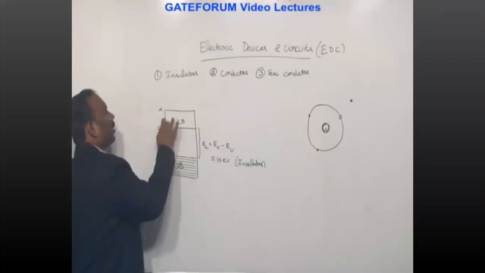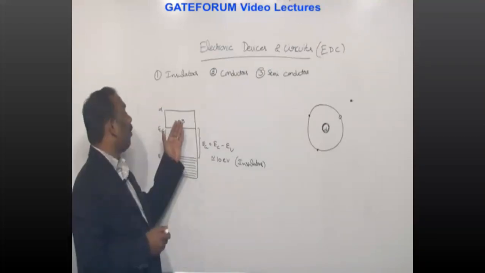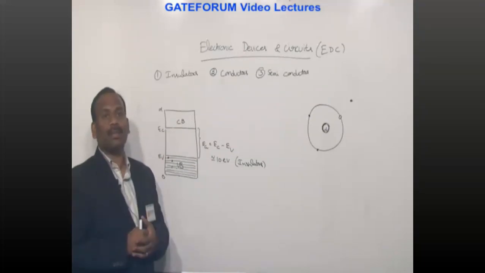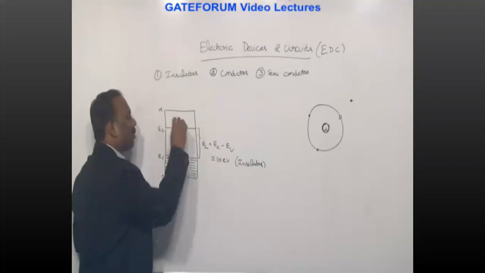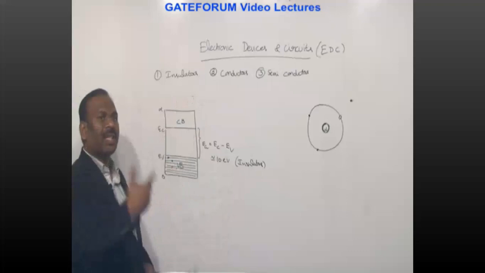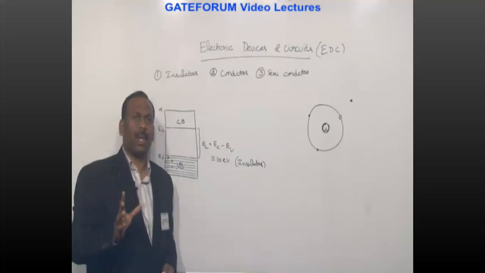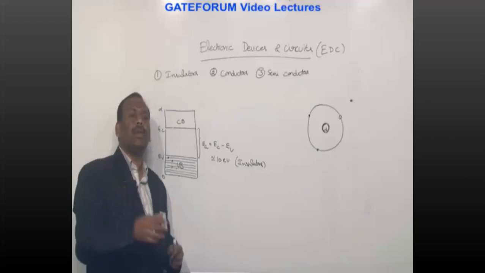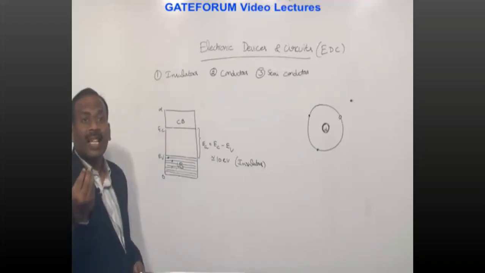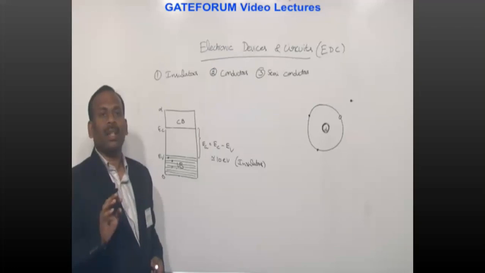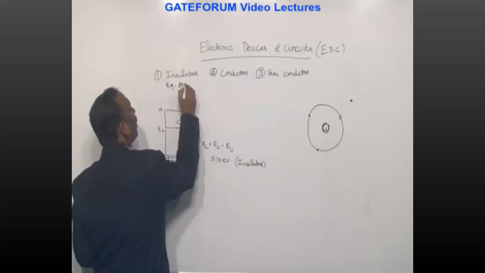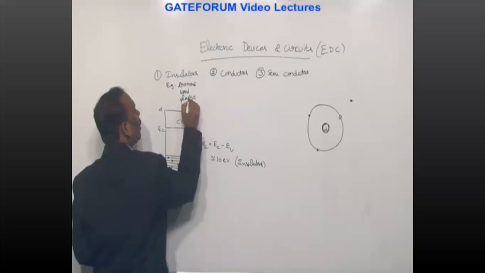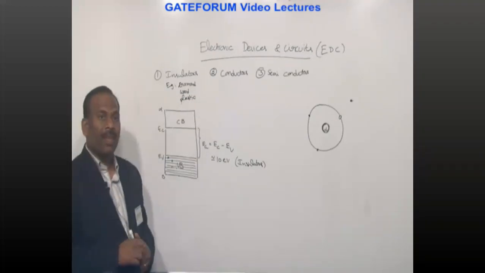Now, insulator: there are no electrons available in the conduction band. If some electrons have to move from the valence band to the conduction band, you have to give around 10 electron volts. If you give that much energy, the material is going to burn. It's not going to withstand. So in insulators, since no free electrons are available, conductivity is zero. Examples for insulators are diamond, wood, plastic. Okay, is it clear now?